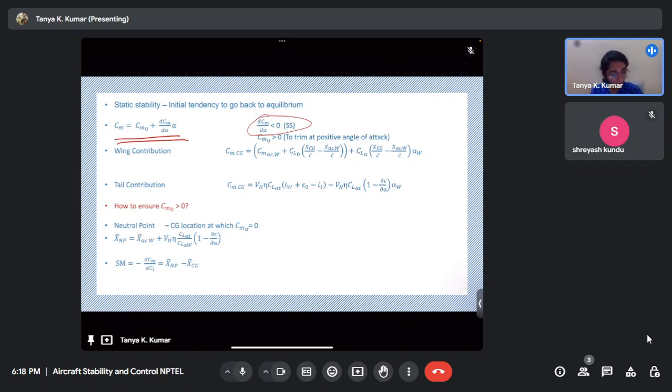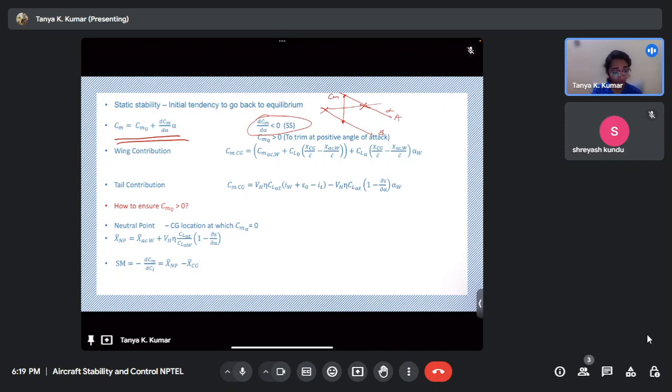If you have Cm versus alpha, you have two slopes, A and B. Here Cm naught is positive and here it is negative. In case A, you trim the aircraft at positive angle of attack. In case B, you trim the aircraft at negative angle of attack, which is not generally desired. So we require Cm naught to be greater than 0 only to trim the aircraft at a positive angle of attack, and it is in no way related to stability. Then we looked into the wing and tail contributions towards this pitching moment coefficient.